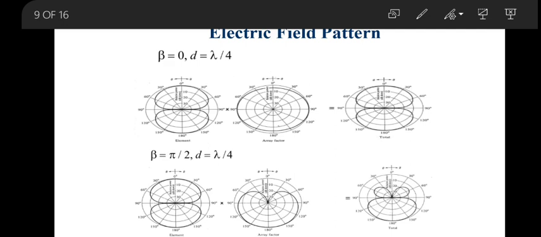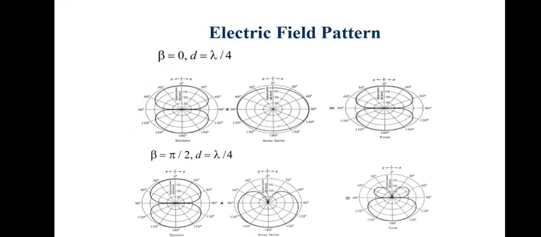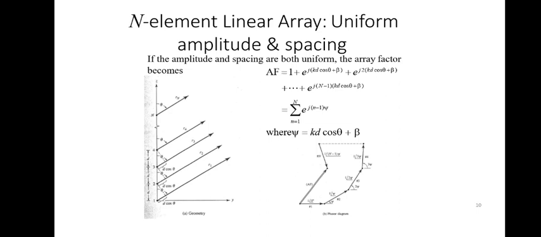So this is about the electric field pattern of the antenna array, where we take into account the phase difference, the amplitudes and the distance between the elements. These parameters will be taken into account. Now we are going to talk about the n element linear array.